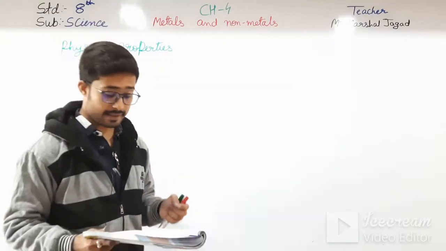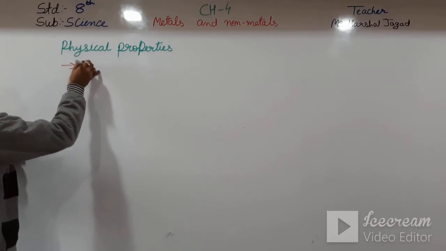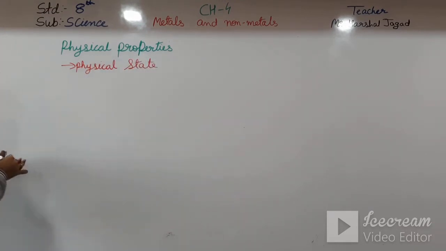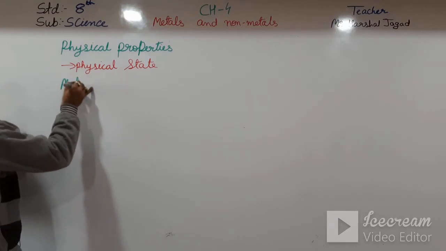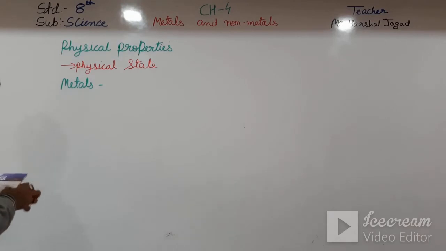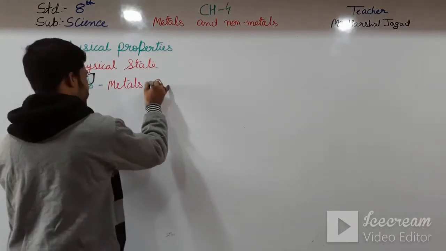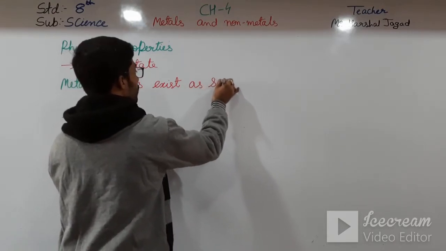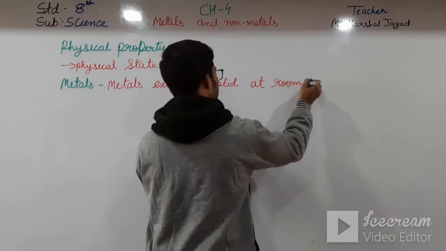First, let us see the physical state. We will first see the physical state of metals. Metals exist as solid at room temperature.